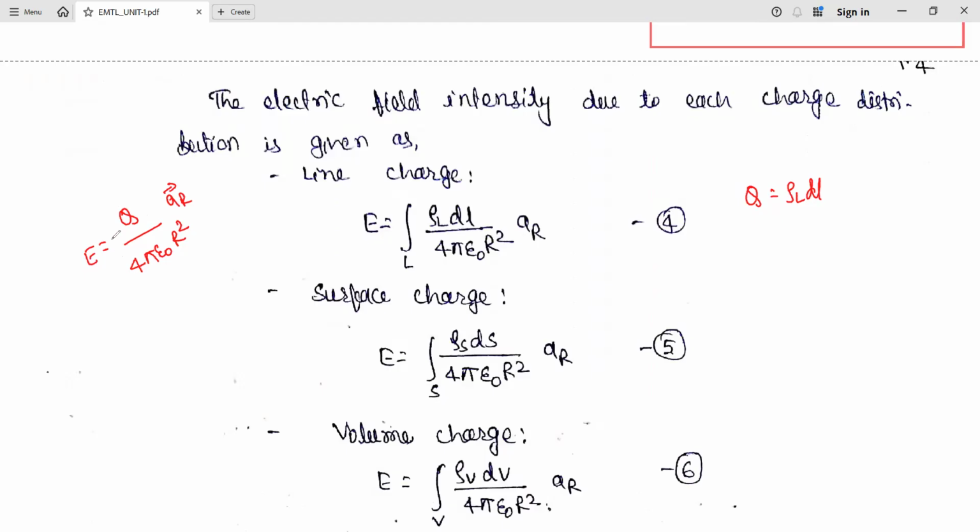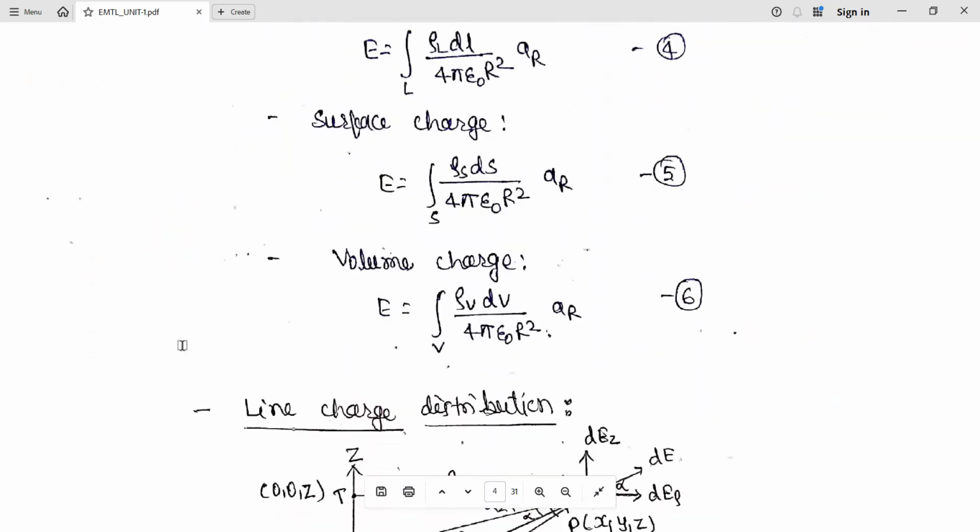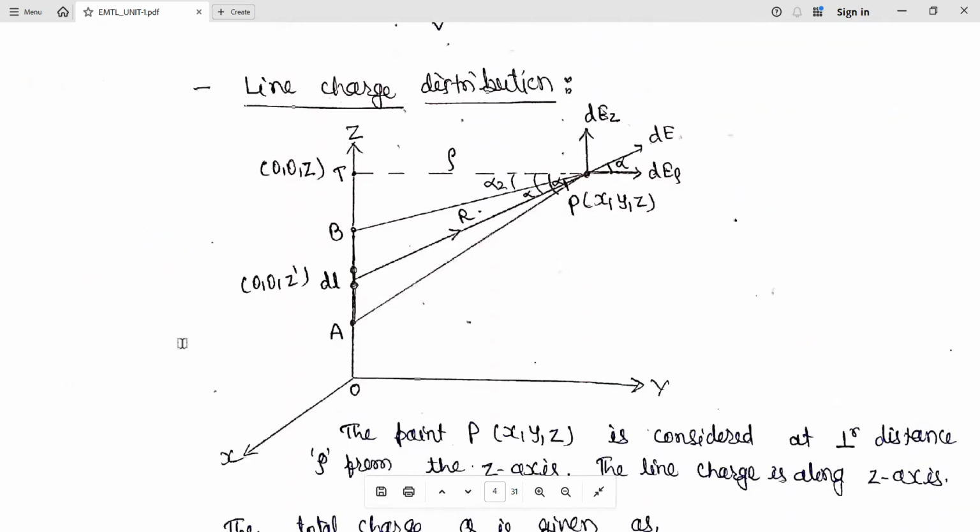Now in the different situations, our Q is going to change. Here Q is rho L into dl. In case of surface charge density, Q equals rho s into ds, and this is the integral. Similarly, in case of volume charge distribution, the total charge is the volume integral of rho v into dv. This is the surface integral and this one is the line integral. So this is the rough idea of how you get these expressions. Later we are going to take different situations and see on that basis.